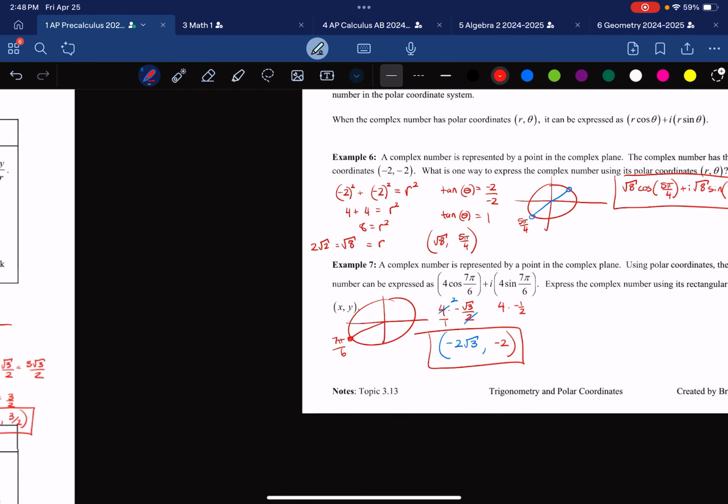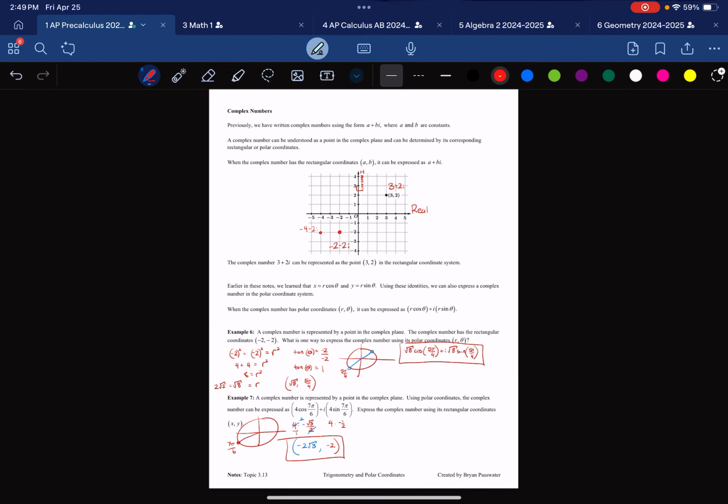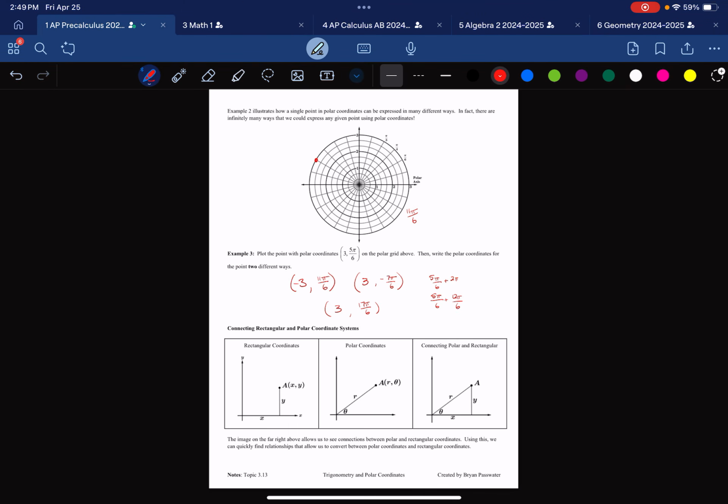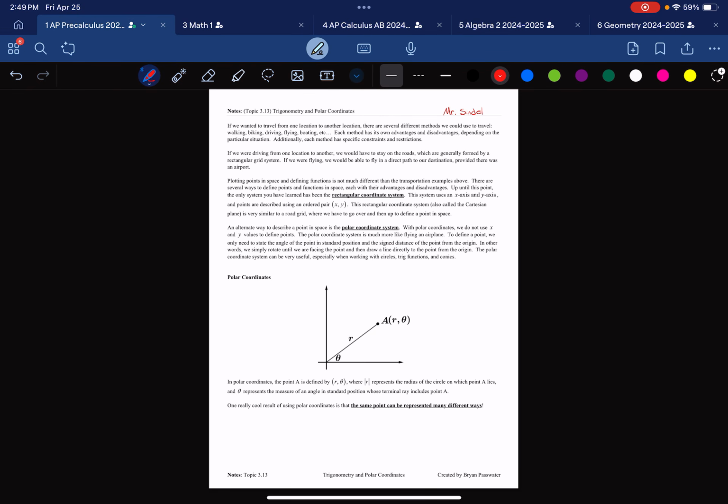Ta-da! And I believe that does now finish the notes. So there's the last page, second to last page, second page. Oh, now that was the third page. This is the second page, and there's the first page.